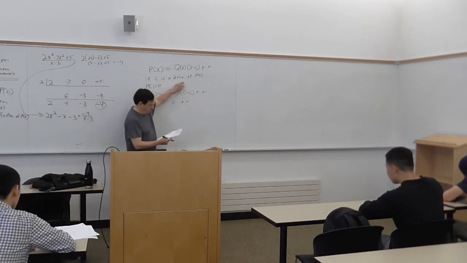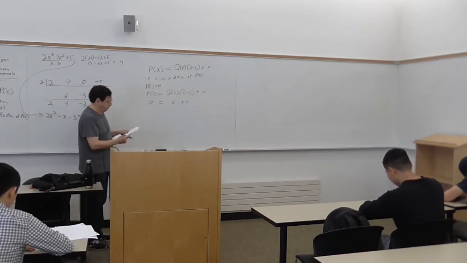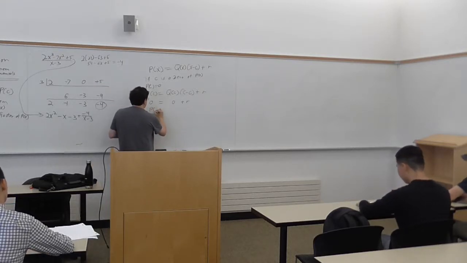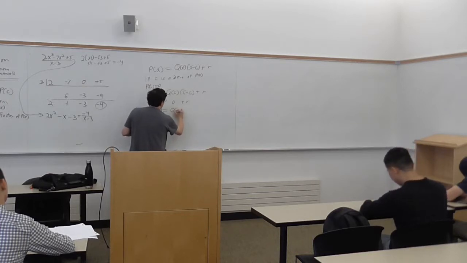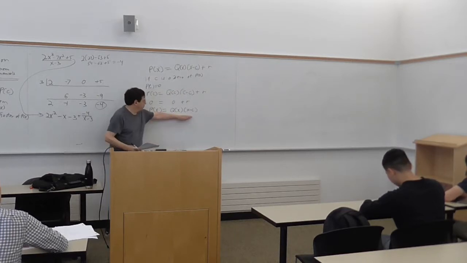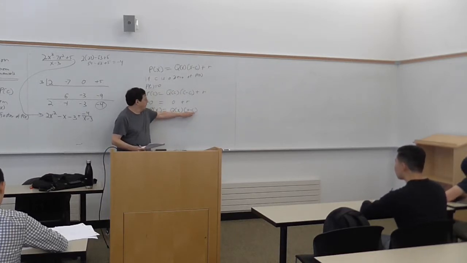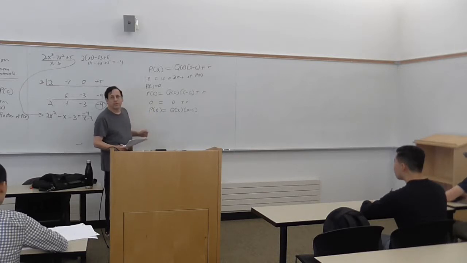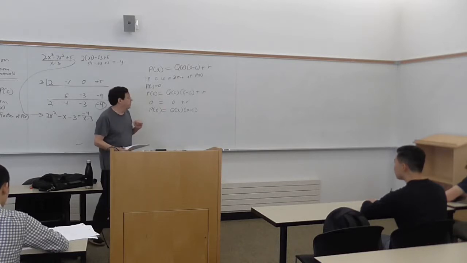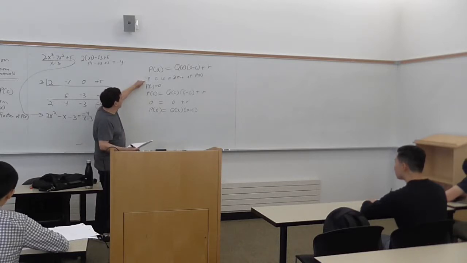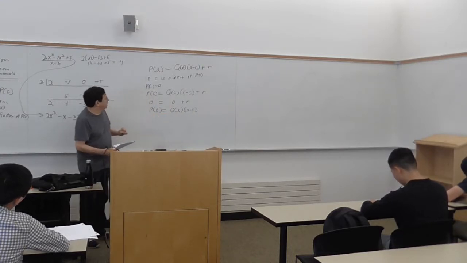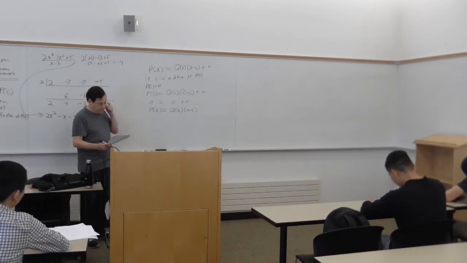So if C is a 0 of P of X, then I know that P of X equals Q of X times X minus C plus 0, right? Well, what does this statement mean? It means X minus C is a factor of P of X. So that's the first part of the proof. If C is a 0 of P of X, then X minus C is a factor of P of X. Okay? That's part 1.